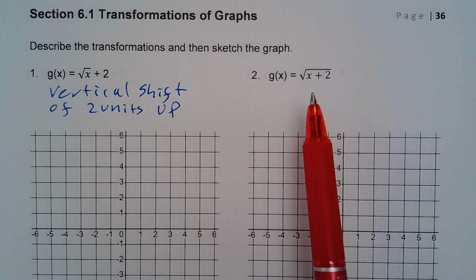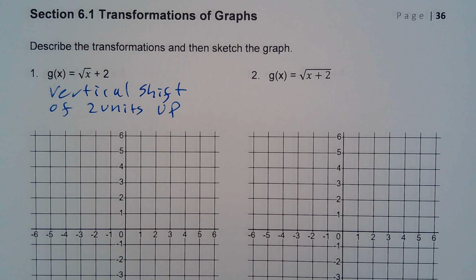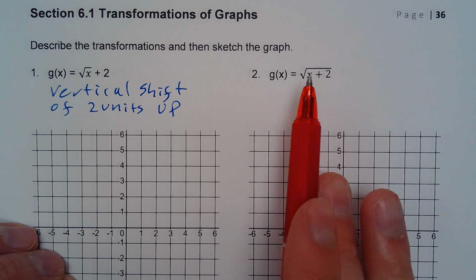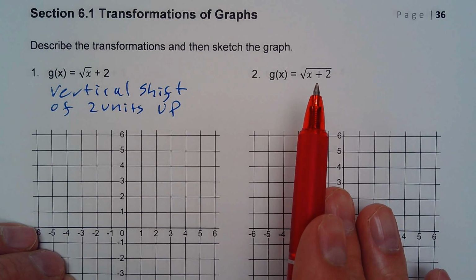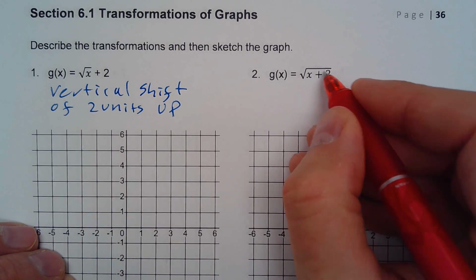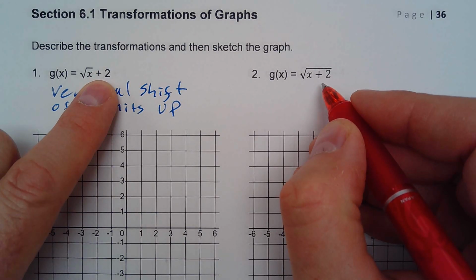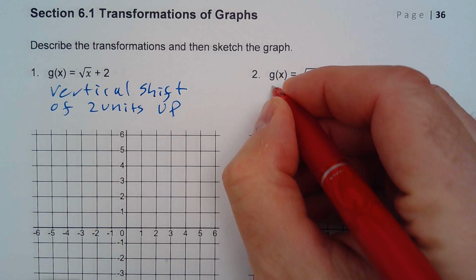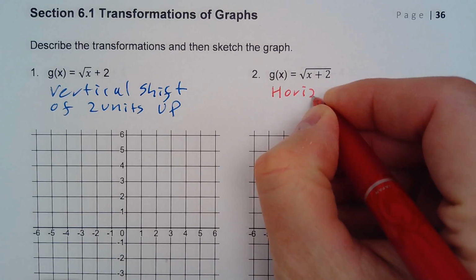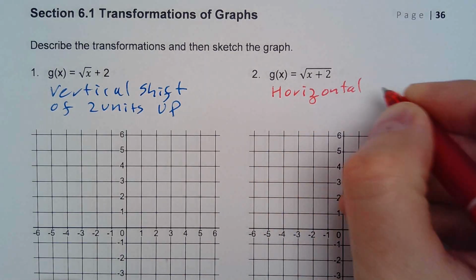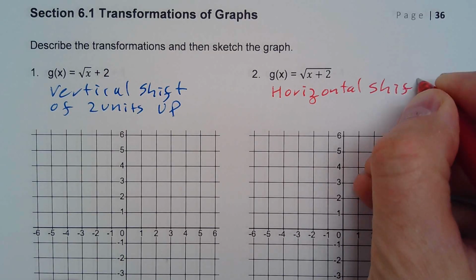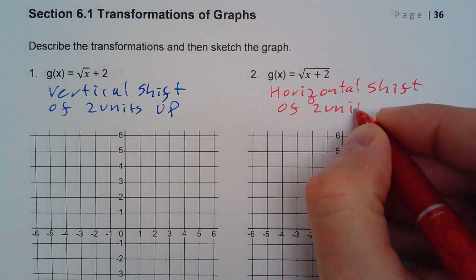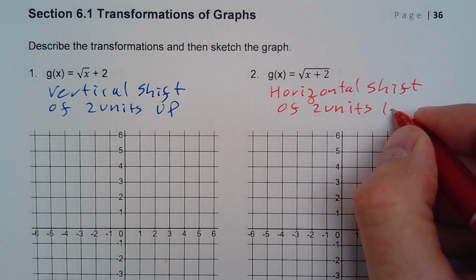Now compare it to number 2. We're going to graph these in just a minute. Notice where that plus 2 is. That's underneath the square root, so it's right next to the x. That's how you can tell the difference. So this is going to be a horizontal shift, and remember, it's in the opposite direction. So it's going to be a horizontal shift of 2 units left.